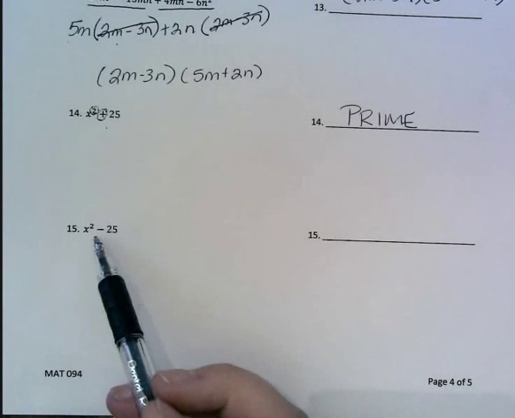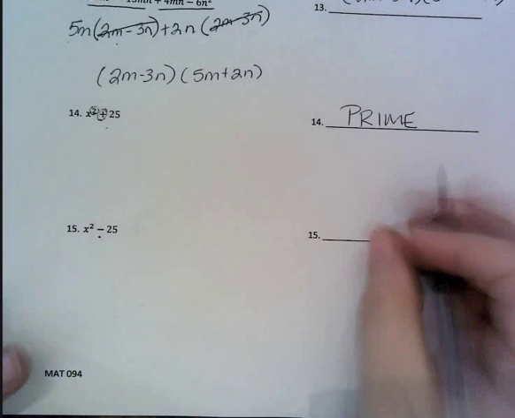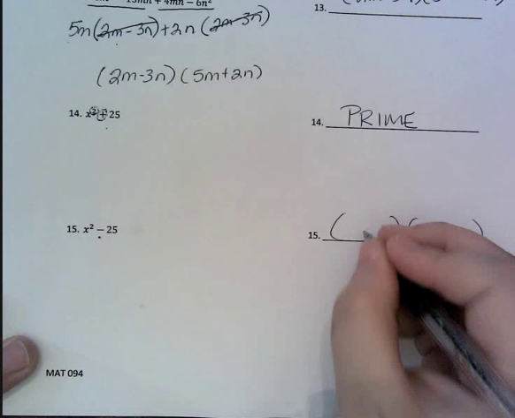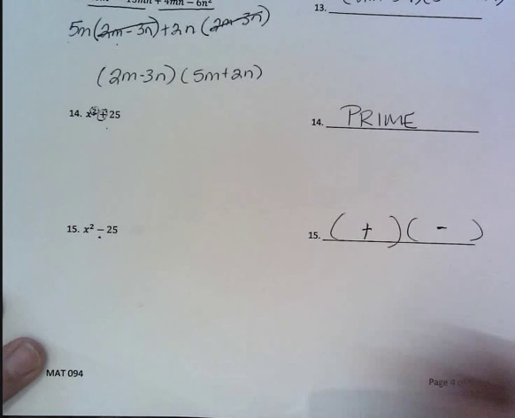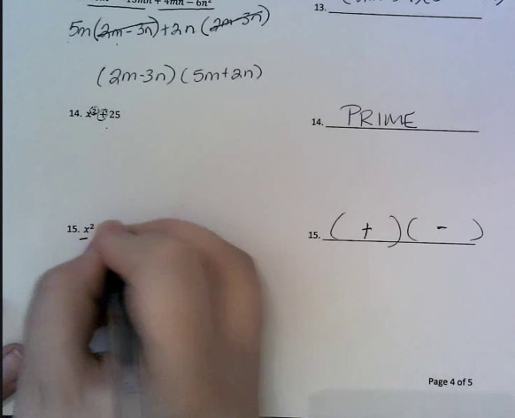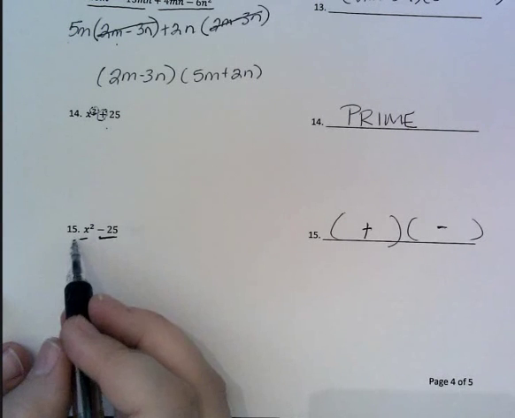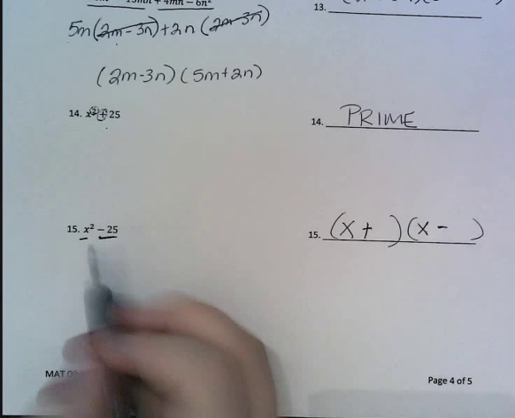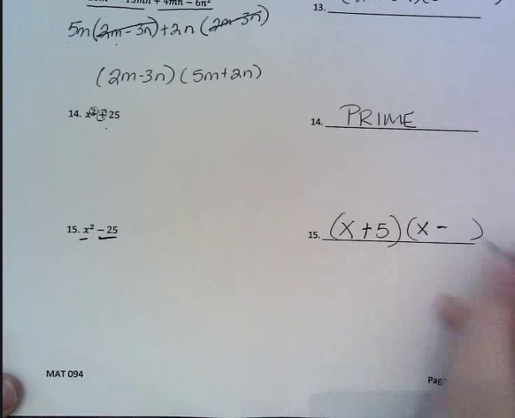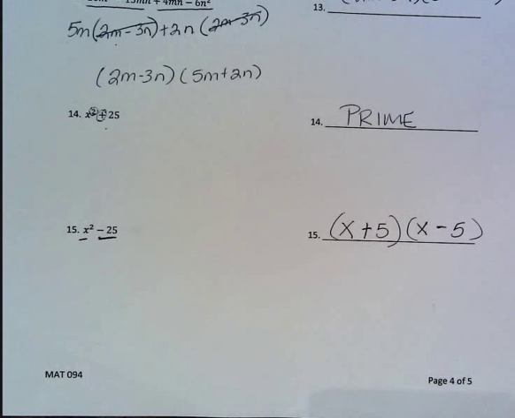Well, since this is the difference of squares, we can factor that. It's a car-car problem. You have a good car, you have a bad car. So front seat and back seat. So what times itself gives you x squared? The answer is x. What times itself gives you 25? The answer is 5.